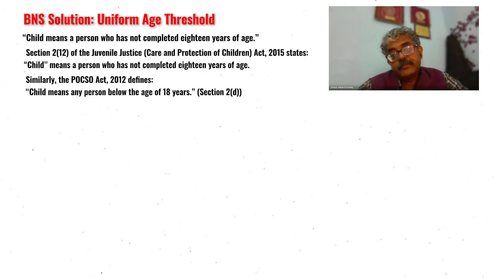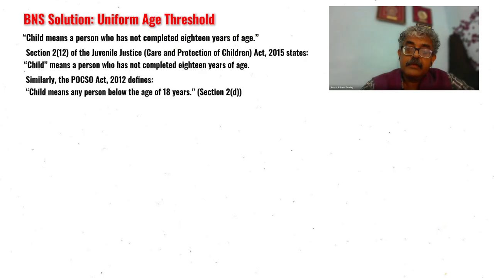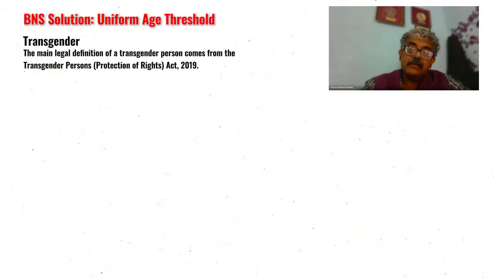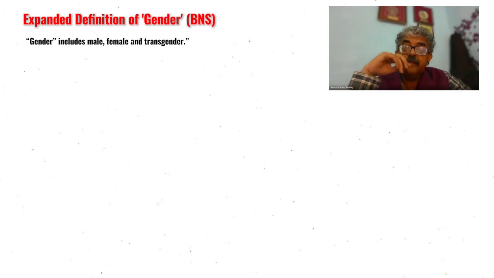Another very important change, probably that change must have been underlined in the previous session, is that gender is no longer to be understood as a binary, that it only refers to either a man, a male, or a female. The definition of gender in the Bharatiya Nyaya Sanhita now specifically mentions that it would also include a transgender as defined in the Transgender Persons Protection of Rights Act of 2019. So for the definition of transgender, the Bharatiya Nyaya Sanhita refers back to that Act.